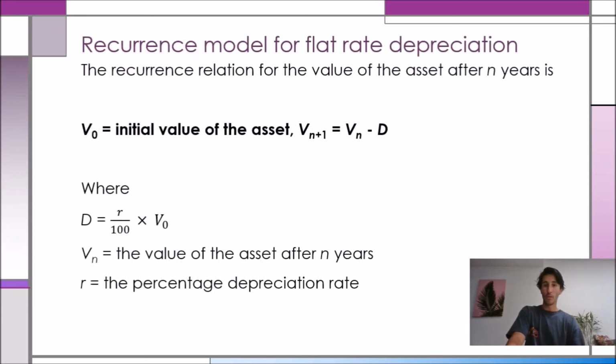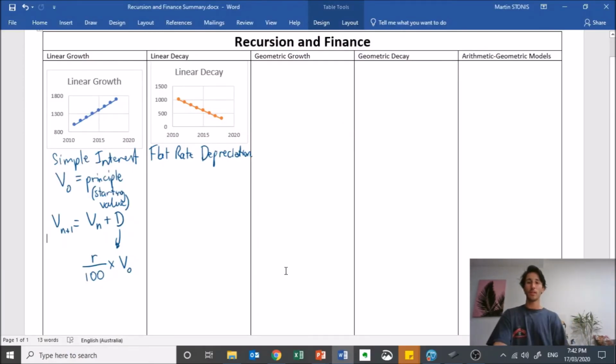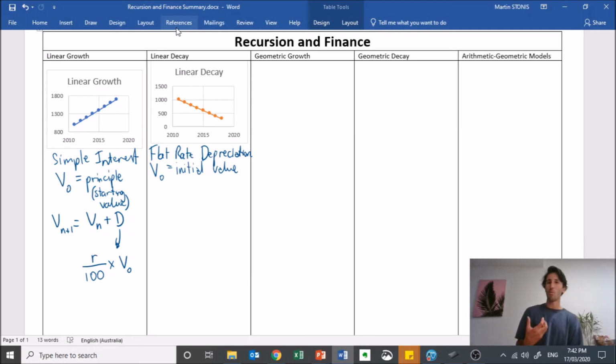Our model for flat rate depreciation, which is the first one that we're looking at, is this. So let's go back. V0 is now not principal, because principal is the amount of money that we put in. This is the initial value. Slight distinction, but all you need to know is whatever the starting value is, whatever you started with. So say you bought the car for $20,000, that's the initial value.